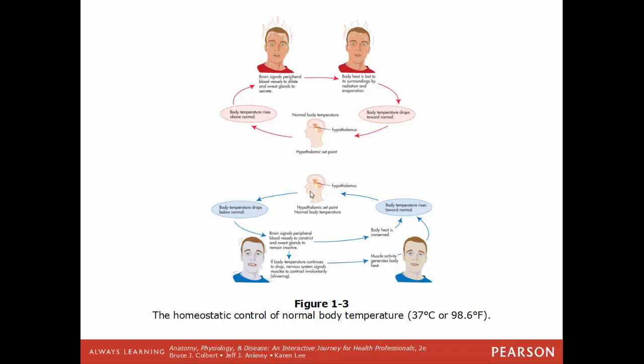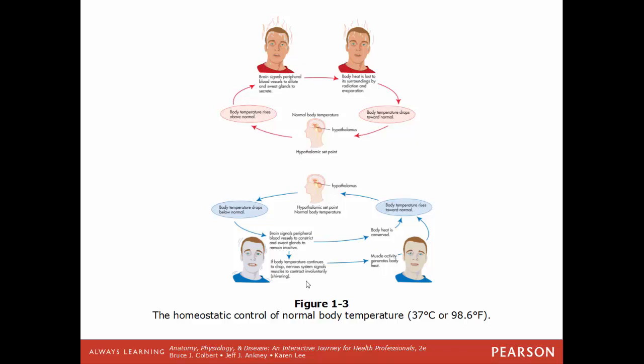Let's say you are starting here and you're going the other way. And say your body temperature gets below normal, so you're getting cold. The brain signals these peripheral blood vessels to constrict, so sweat glands will not be able to work at that point. This will shunt blood toward the more vital organs, like the heart and the lungs and liver and so on. If you get too cold, you will start to shiver.